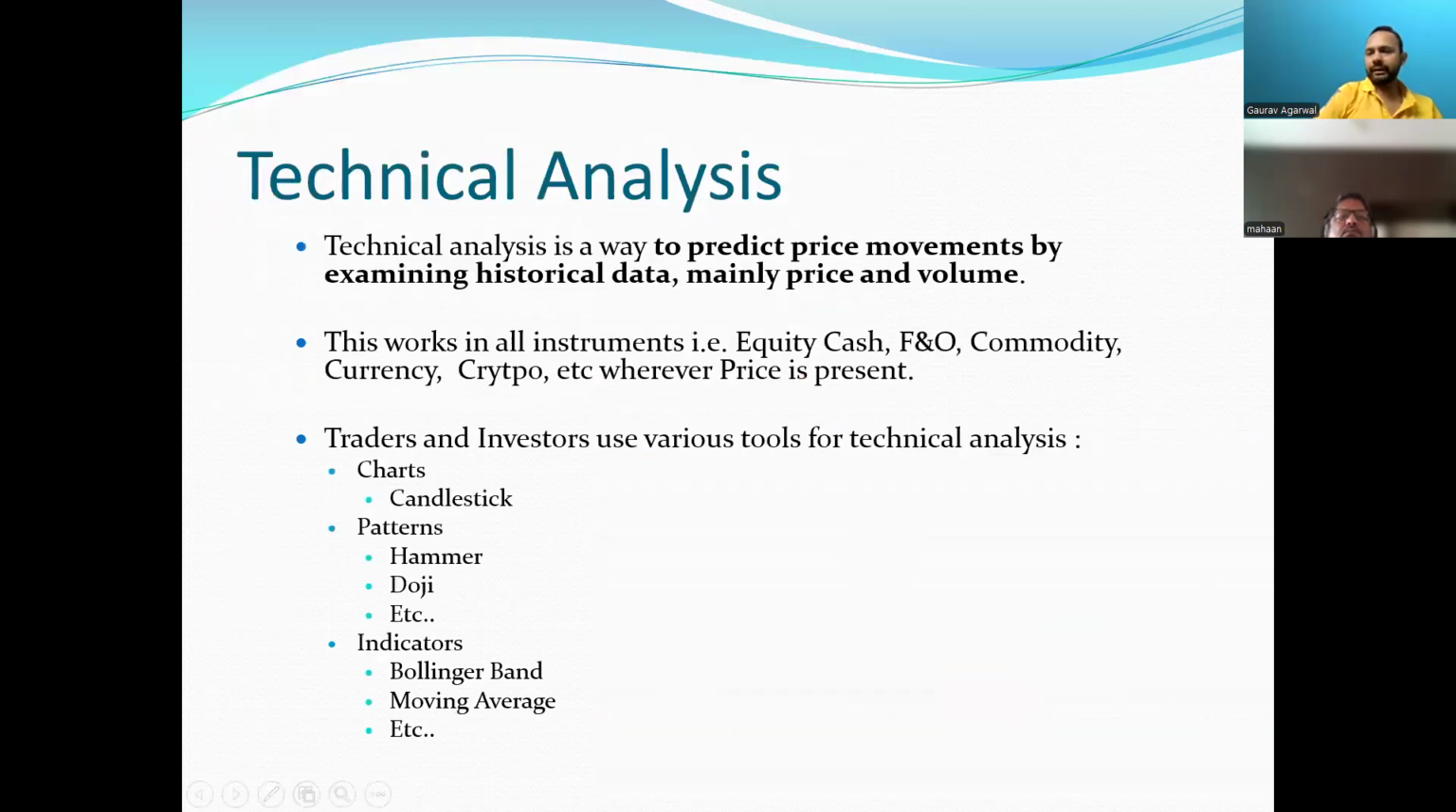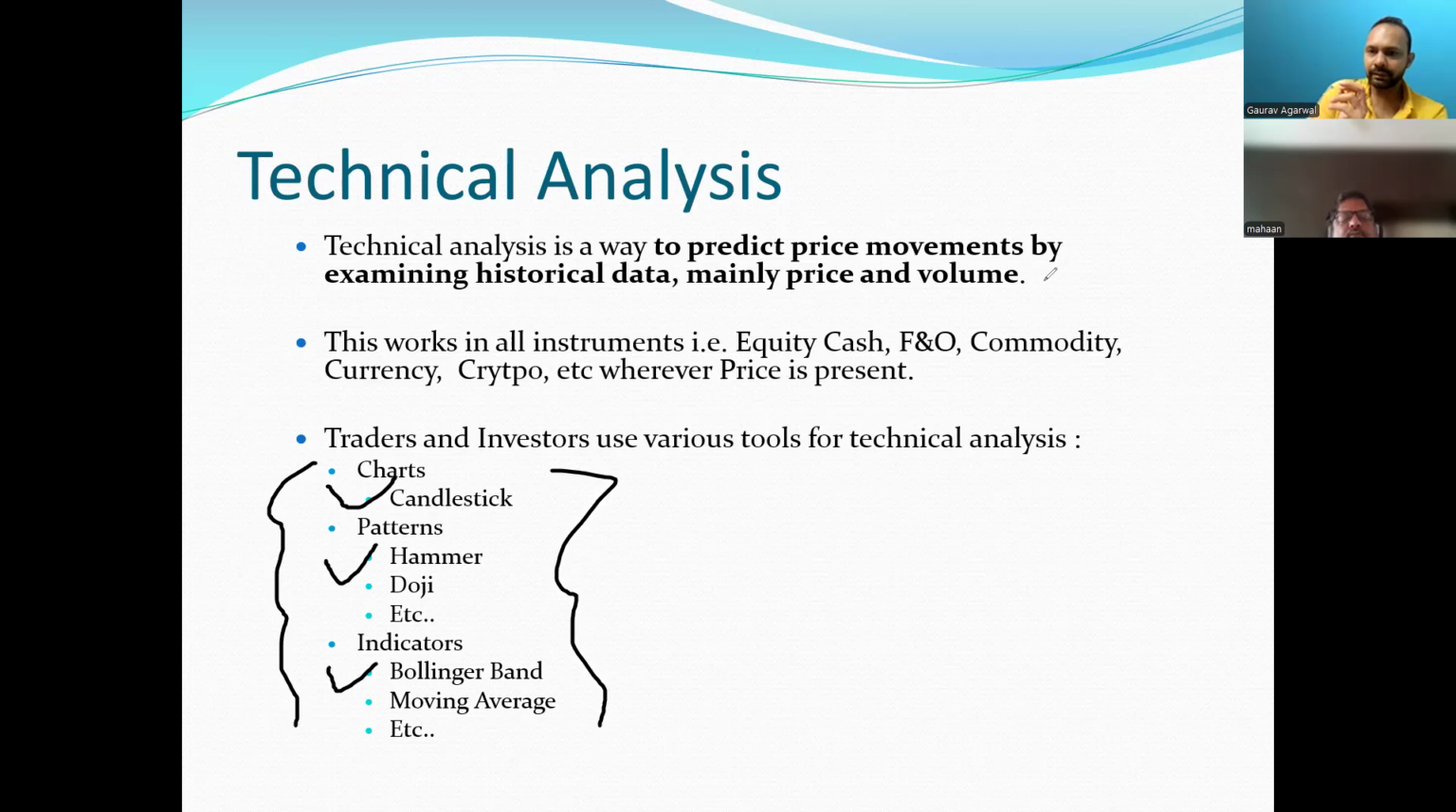Okay, so what is technical analysis? Technical analysis is basically a way to predict future price movements by examining the historical data, mainly price and volume. So we have to see the history of price and volume. Based on that, we need to predict the prices, right? And to do that, we have different tools, right? Those tools are called charts, candlesticks, patterns, indicators. So these are the tools that we will plot on price and volume, and then we will try to predict the future prices, right?